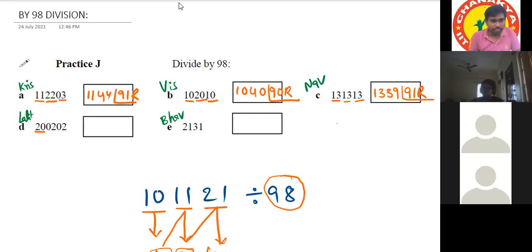Then Lalit, proceed. Yes, sir. So 20. Double of 20 is 40, plus 2 is 42. Okay. So 42 double is 84, so 84. So 2042 with remainder 84. Correct. Bhavya. 21, and 21 doubled is 42. 42 plus 31 is 73. And the answer is 21 and the remainder is 73.